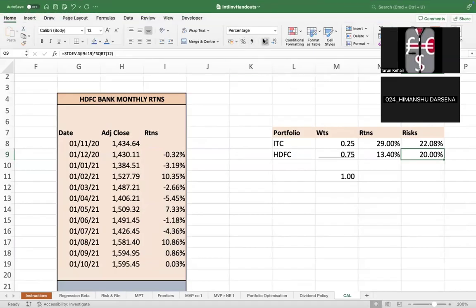I've already said it twice. So this is the reason why we take root of 12 and we multiply it and we get the return and risk for both ITC and HDFC. Now we are in a position to find out the correlation between ITC and HDFC and use that correlation to determine the portfolio return and risk for the risky portfolio. So I'm going to take this as my risky portfolio.